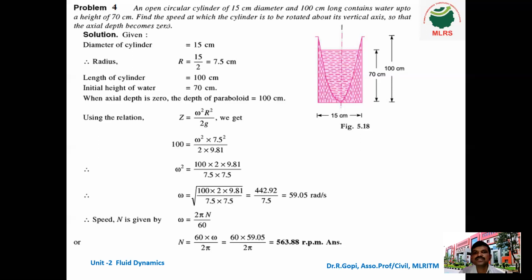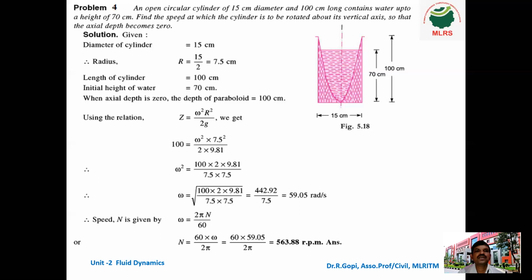In the examination they will not give the diagram. Based on the question only, you have to draw the diagram. If the question says axial depth becomes 0, you draw the diagram like this. First draw the cylinder, mark the cylinder height, mention the initial water level, and draw the parabolic shape up to the bottom. So finally z equal to 0.